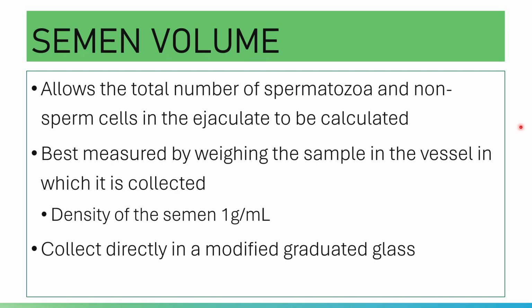As for the clinical significance of semen volume, please note that low semen volume indicates obstruction of the ejaculatory duct, or congenital bilateral absence of the vas deferens, or poorly developed seminal vesicles.